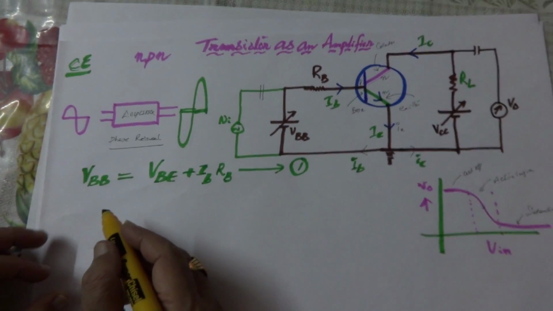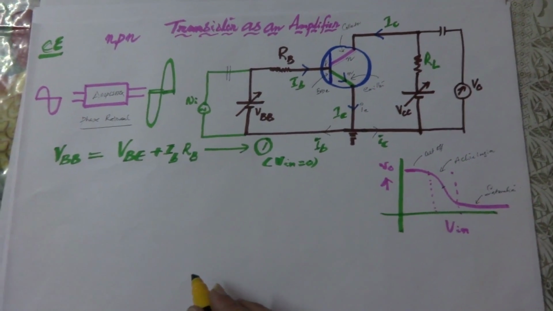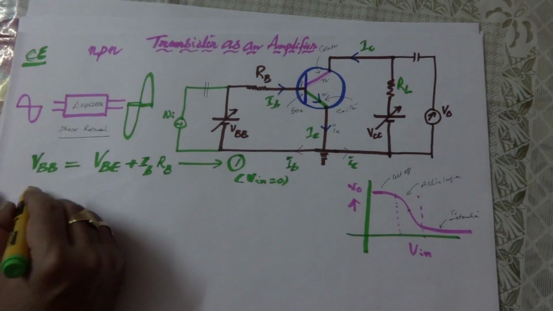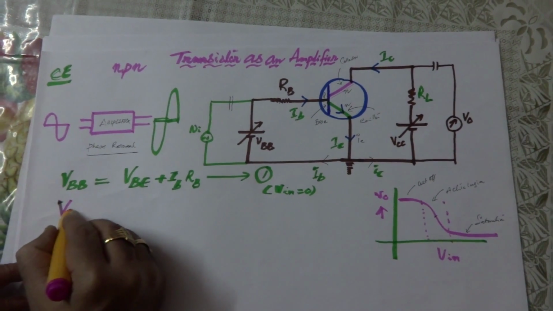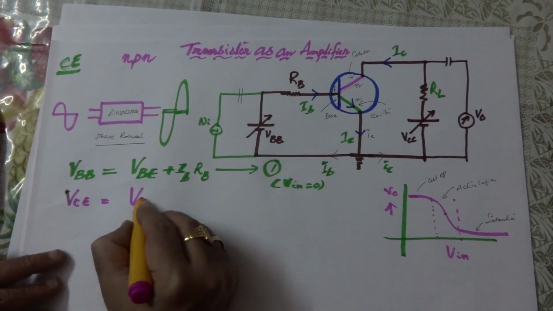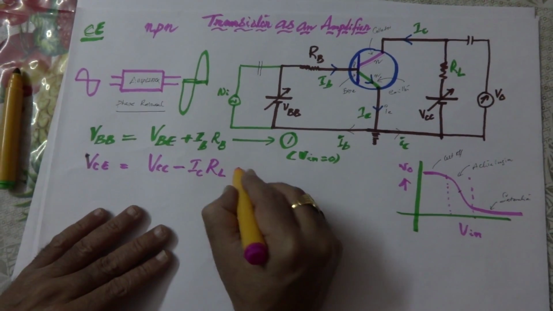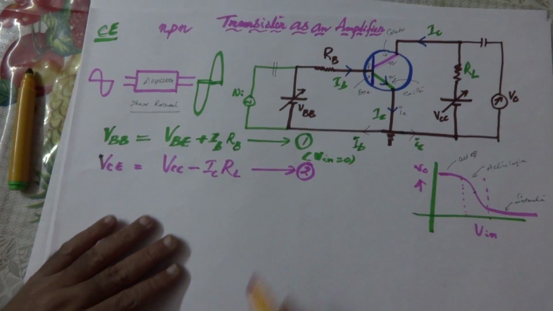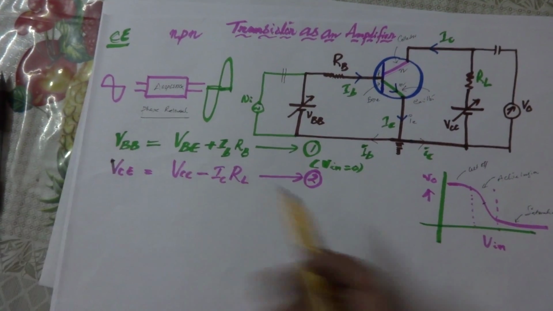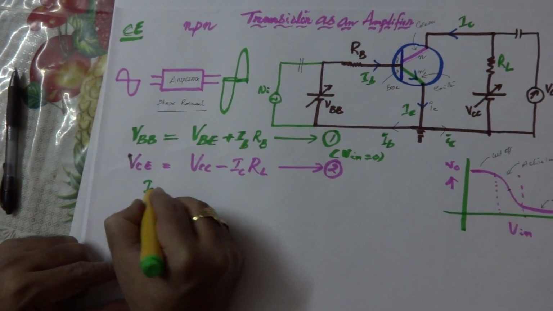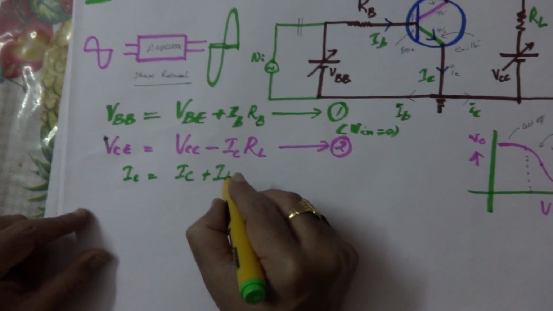Remember this is when Vin is 0. Now the corresponding equation for the output, I can write as VCE equal to VCC minus IC RL. So this is another important equation. Now the third equation, it is very simple, which relates IC, IB and IE. So IE is always equal to IC plus IB.